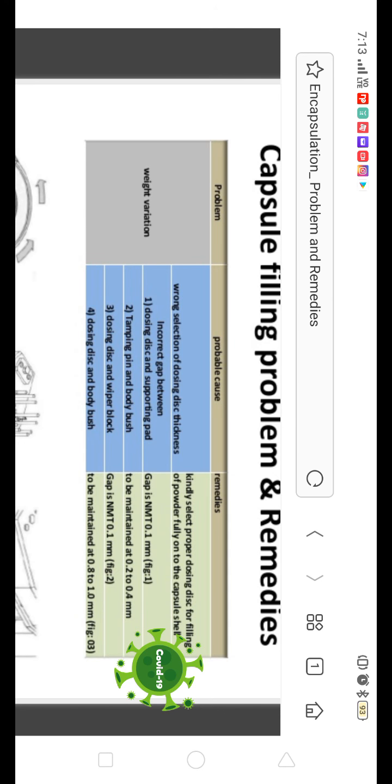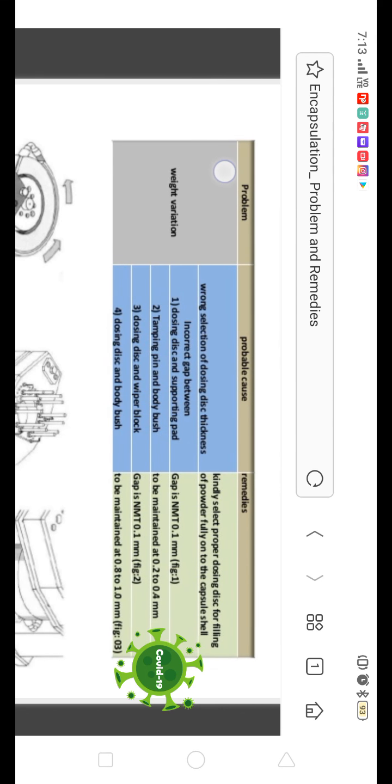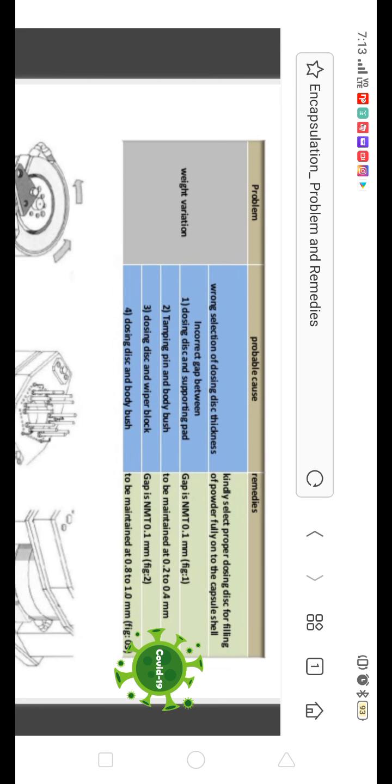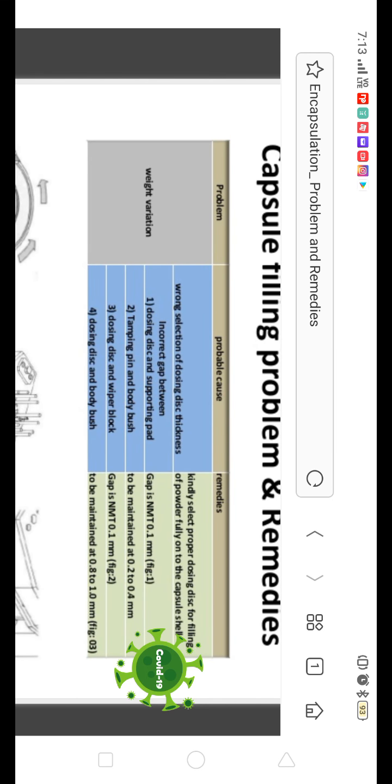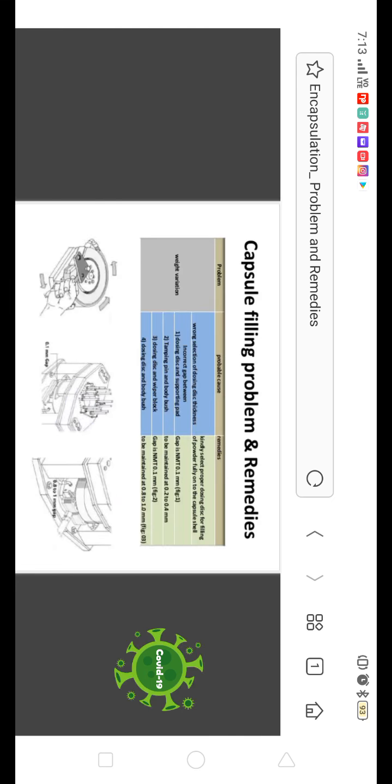Again, you can add the storage condition of the capsule. It requires proper storage condition. If it is too dry, then it leads to brittleness of the capsule. If it is too humid, then it leads to stickiness. So what is the remedy? Then we have to set the temperature and pressure at proper conditions, as there is a difference between hard gelatin and soft gelatin, right? So you can add this in the problems and remedies.